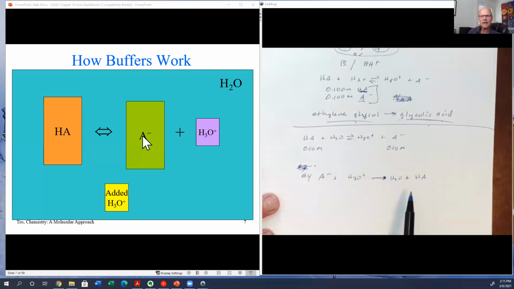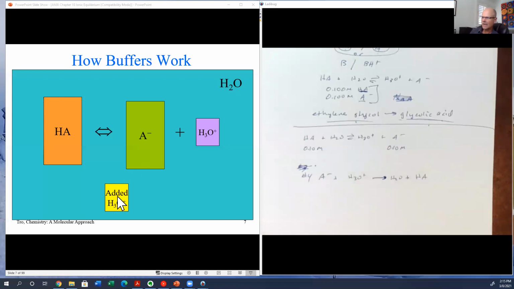The equation is this: A minus plus H3O plus goes to H2O plus HA. Okay, this is not an equilibrium equation. Notice I have a single arrow, not a double arrow. Okay, this is an acid-base neutralization equation. So remember way back last semester, we learned how acids and bases neutralize each other, right? So if I have some conjugate base and I add acid to it, they're going to react 100%, right? This reaction goes completely to the right, all right? And it's going to neutralize it.